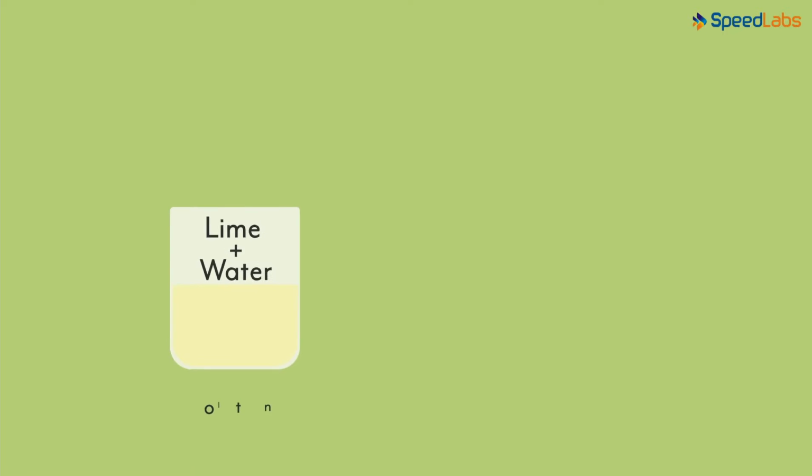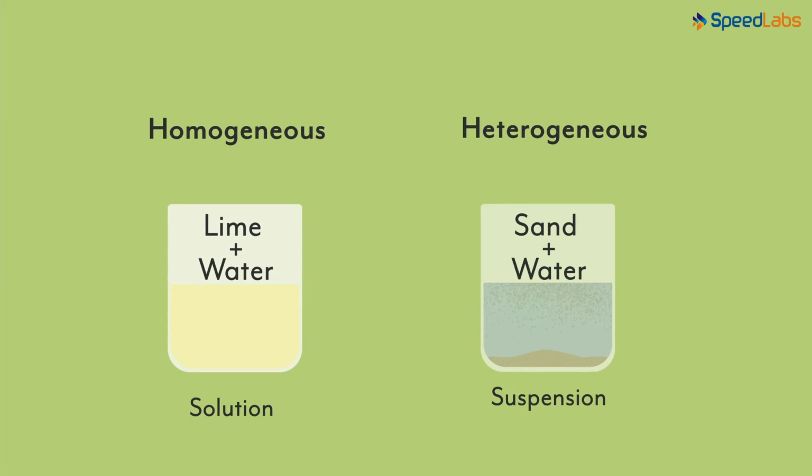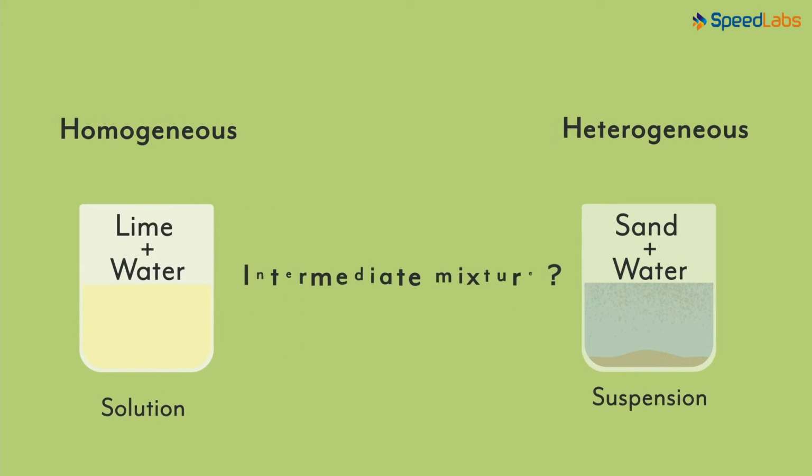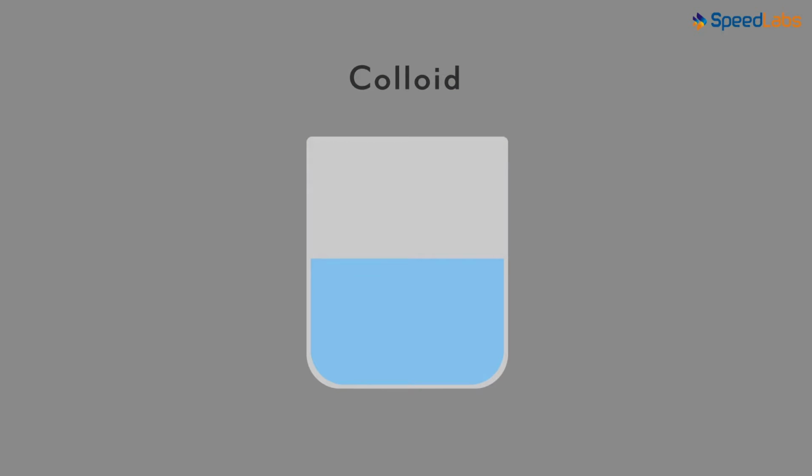We saw that a solution is a homogeneous mixture and a suspension is a heterogeneous mixture. Is there an intermediate mixture then? An intermediate mixture, as I told you in the previous video, is called a colloid. So what exactly is a colloid? Let me give you an example of a colloidal mixture.